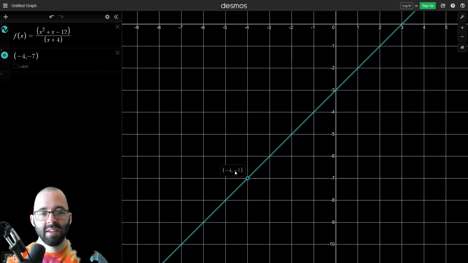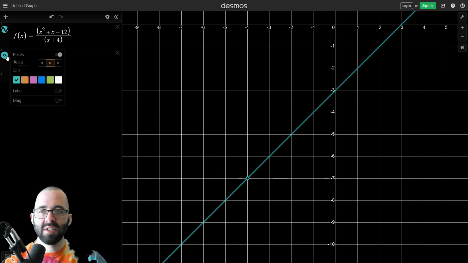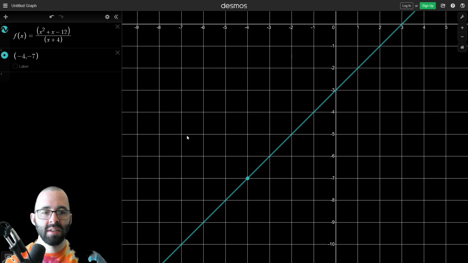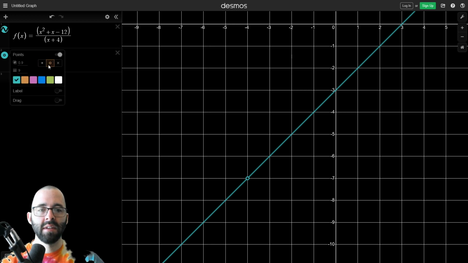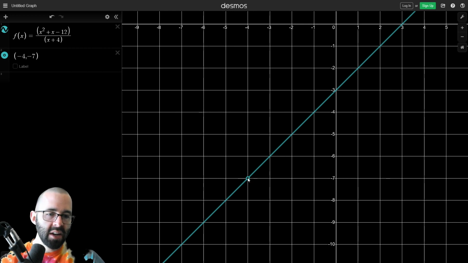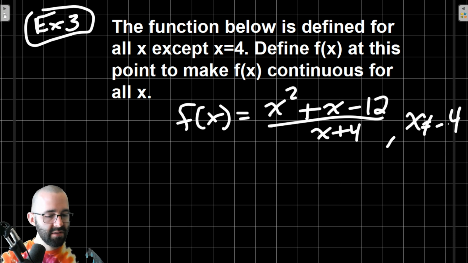So where's this hole at? This hole's at negative 4, negative 7. So that's going to be what guides our answer. Is if we said, okay, well, let's just fill in this hole. Well, now it's continuous. That's all there is to it. So graphically, that's how you do it. But let's still look analytically at how you solve this.